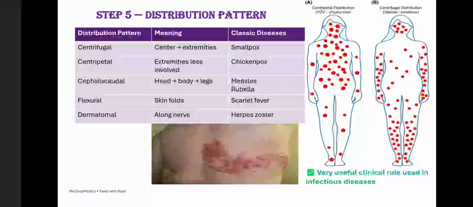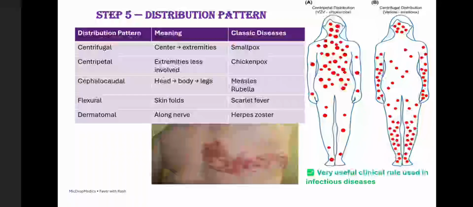Whereas in centripetal, it hugs your trunk and ignores the arms and legs. That's your chickenpox. If the rash is hiding in the flexural folds of the armpits and the groin, think scarlet fever. And the most famous one is the dermatomal pattern. If the rash stops perfectly at the midline and follows a single nerve path, you don't need any lab, that's herpes zoster.